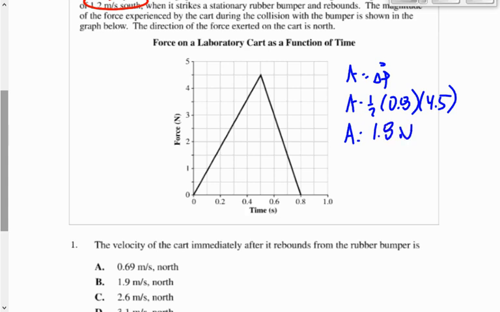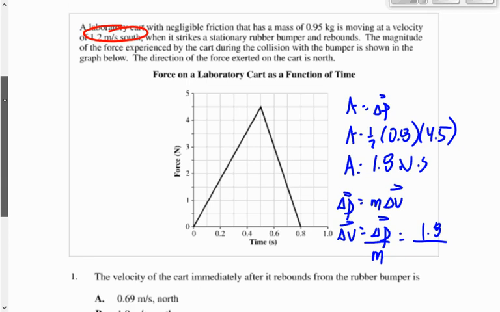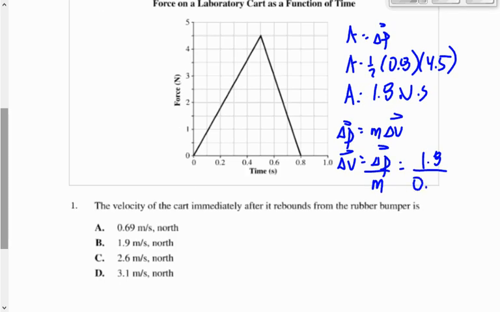1.8 newton seconds. Now, we weren't looking for the impulse, we're looking for the velocity. So let's say delta p is equal to m times delta v, the other thing that we can do. Delta p is 1.8, and my mass was, what was my mass? 0.95 kilograms. And that gives me a change in velocity. I believe it was 1.9. Is that right? Yeah. 1.9 meters per second, which is not the answer.